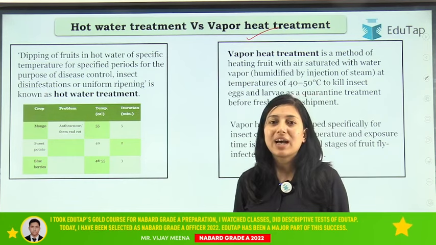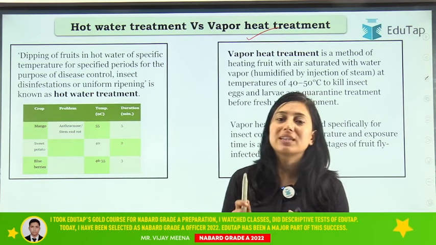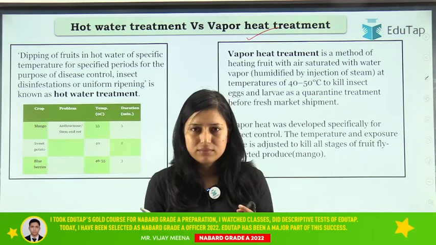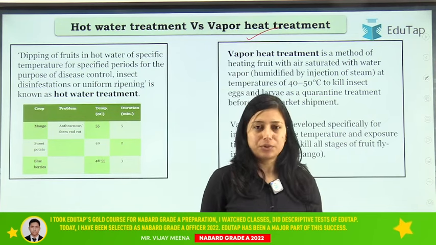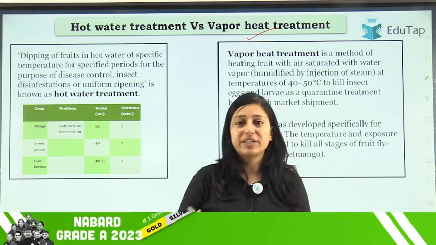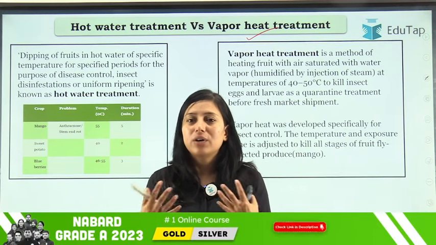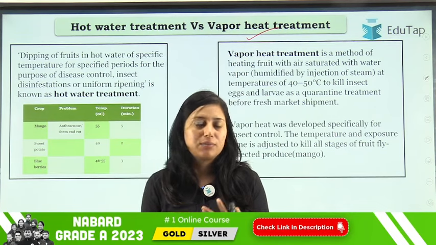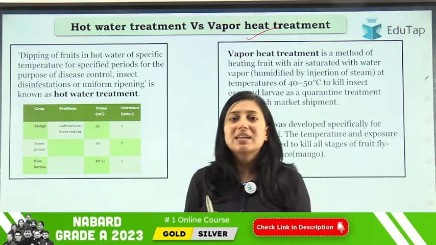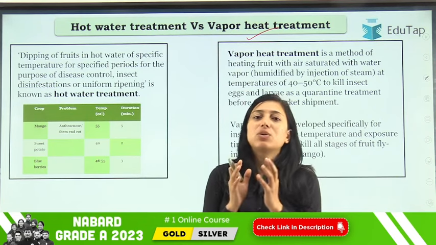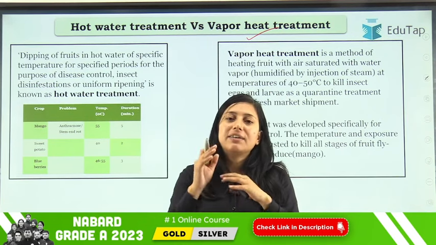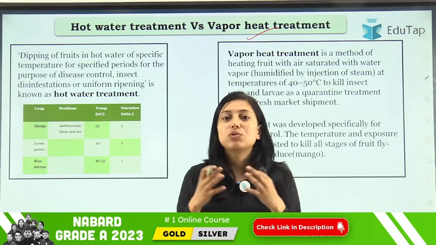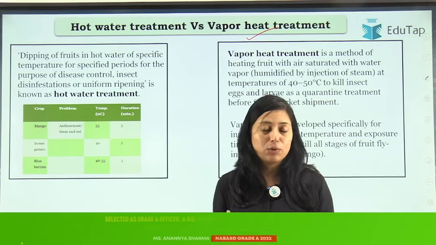Now sometimes we have to kill the insect, the pathogen, or any pest that is associated with the produce. So there we have to go for a treatment. With the help of heat, with the help of steam, we have to kill these pathogens, because if these pathogens adhere to our produce, they will slowly degrade it. So we have to do some treatment to remove these pathogens and pests.